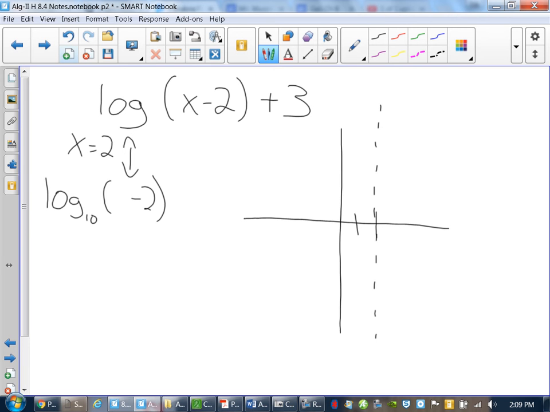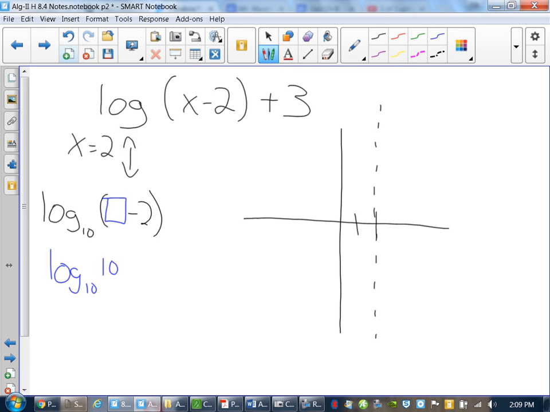Nope, we don't do parent functions with these. I'm picking some value of x here that will create the property of log base 10 of 10. I'm not going to pick 10, because what's 10 minus 2? It has to be 12. What I'm doing here is creating these properties to simplify the logs.